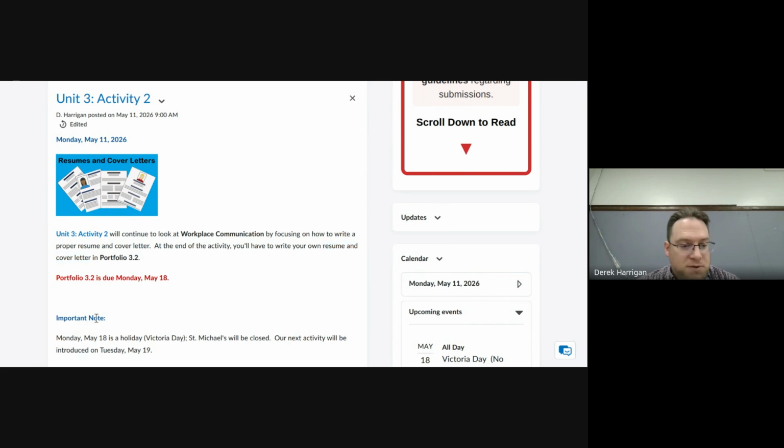I will point out there's a note at the bottom. Next Monday, May 18th, is Victoria Day. It's a holiday, so St. Michael's will be closed. So after this week, our next activity will not be introduced until Tuesday, May 19th. Next week we'll be starting a day late. With that said, let's jump into Unit 3, Activity 2.